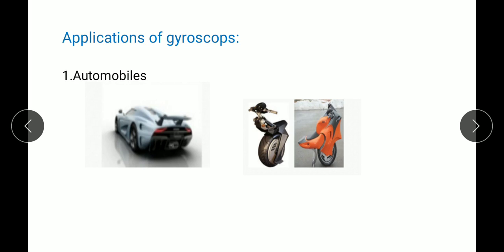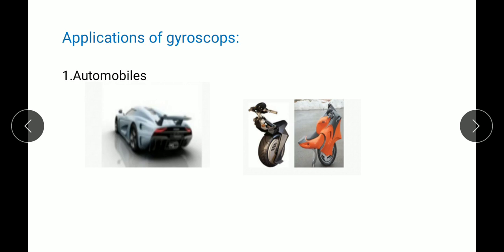Next, coming to the applications of the gyroscope. Generally, the gyroscope is used in automobiles, two-wheelers, the electrical industry, aircrafts, and naval fields. Any body that is rotating, we have to apply the gyroscope on that body. First, let us consider automobiles, and where we have to use the gyroscope.